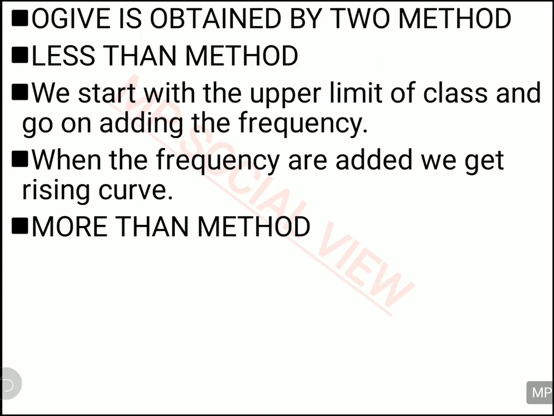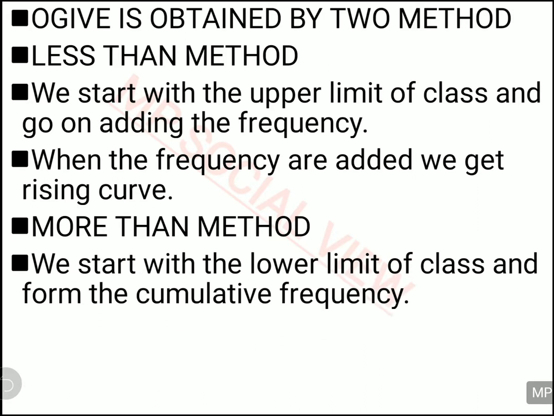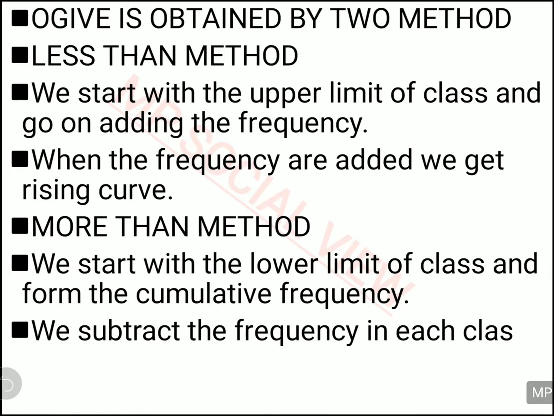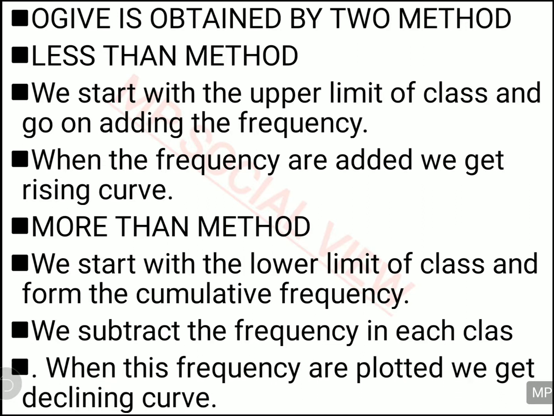Another method of obtaining the cumulative frequency is the more than method. Here the lower limit of a class is given importance. In the less than method the upper limit is given importance, and here the lower limit of a class is given importance. This way the cumulative frequency is plotted, and you get a frequency curve which is a declining curve, decreasing from top to bottom. So it is called the declining method.